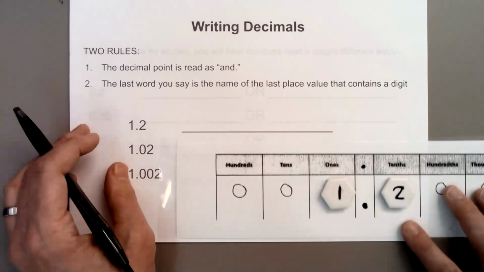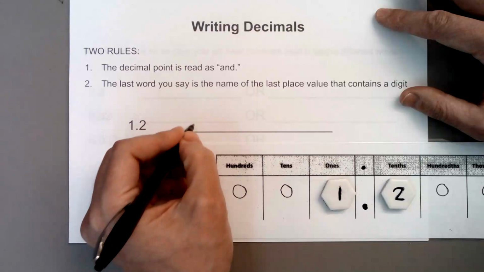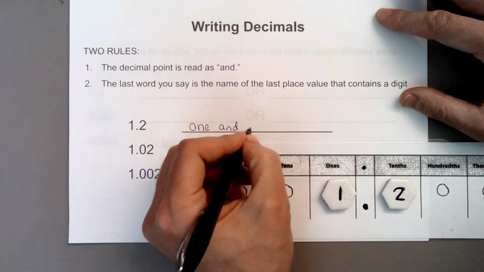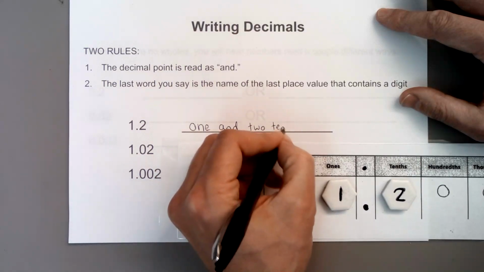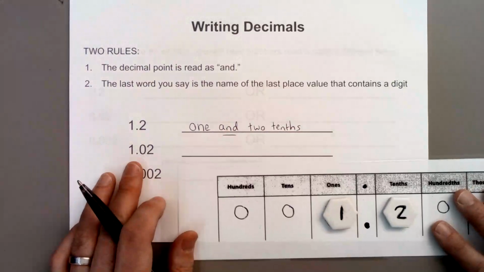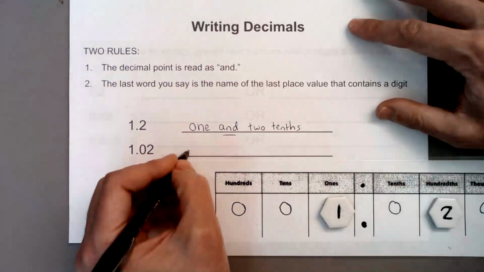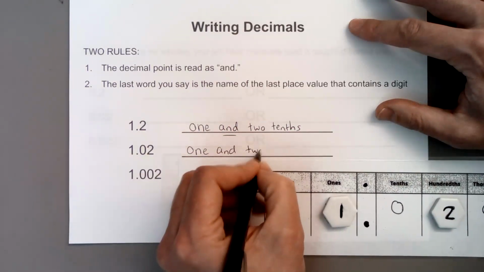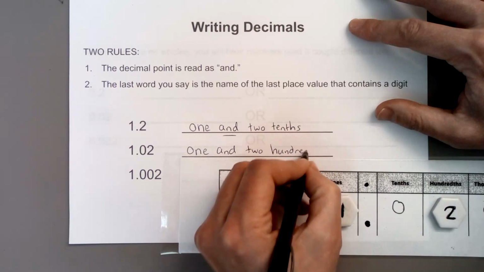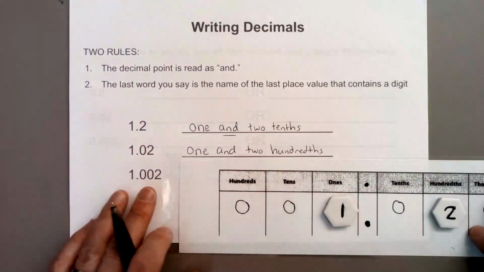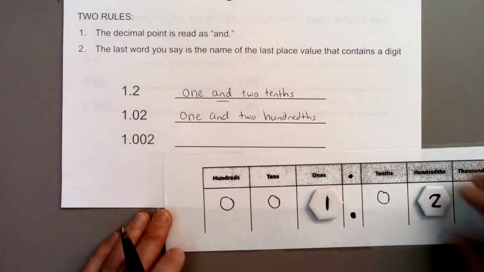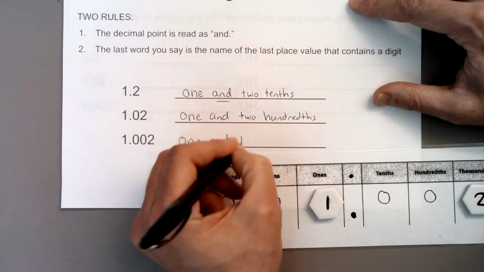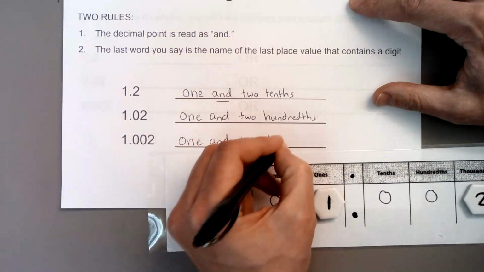So when writing it, we're just going to start writing in word form. I'm just going to write it as I hear it: 1, and the "and" means the decimal, and 2 tenths. Here, this 2 moves to the hundredths place, so this is 1 and 2 hundredths. And lastly, if we move the 2 one more place value over to the right, it goes to the thousandths place. 1 and 2 thousandths.